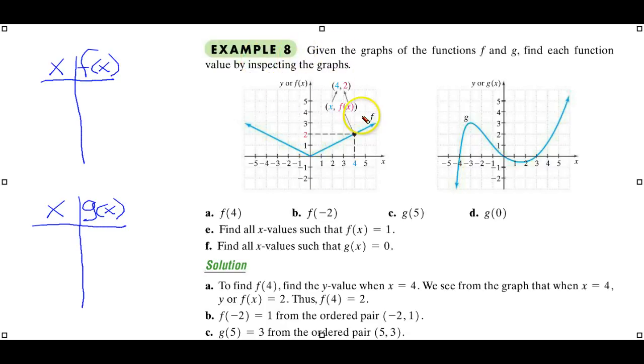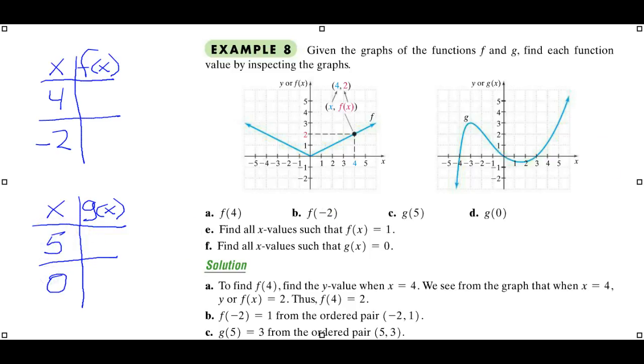As we look at example 8, here they're giving us a function in the form of a graph, and they're asking us to determine if one of the letters is given. For instance, in letter A, we're given an x value of 4 in a t-chart, I should say, and a -2. And for the g values, we have a 5 and a 0.